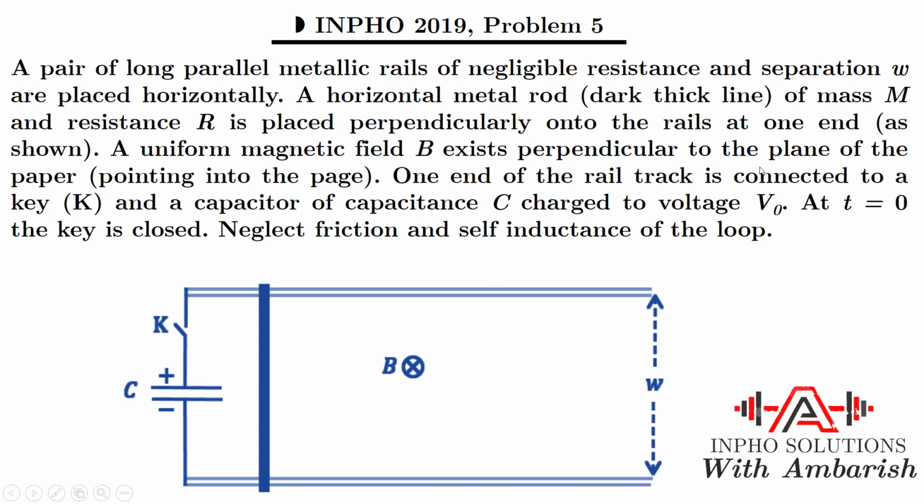One end of the rail track is connected to a key K and a capacitor of capacitance C charged to a voltage V0. At t equal to 0, the key is closed. Neglect friction and self-inductance of the loop. So this is the physical situation. The question will be appearing on the next slide.